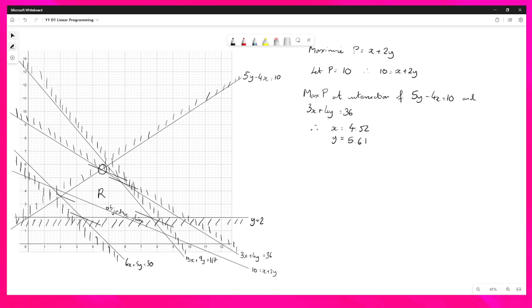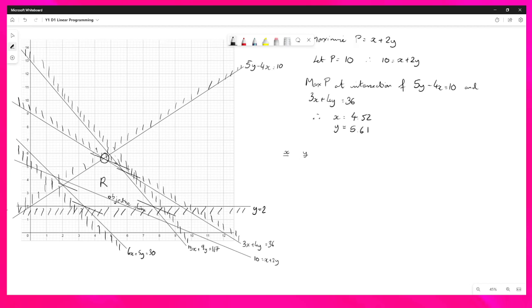So much like when we did the vertex testing method, we're going to set up a table. And the first two columns are going to be x and y. The remaining columns are going to be the two inequalities. So 5y minus 4x is less than or equal to 10. And 3x plus 4y is less than or equal to 36. We're going to use these two columns to see whether the point that we're interested in is in the feasible region. If it's not in the feasible region, we don't need to do anything else. But if it is in the feasible region, we need to calculate our value of p. So that's our final column.